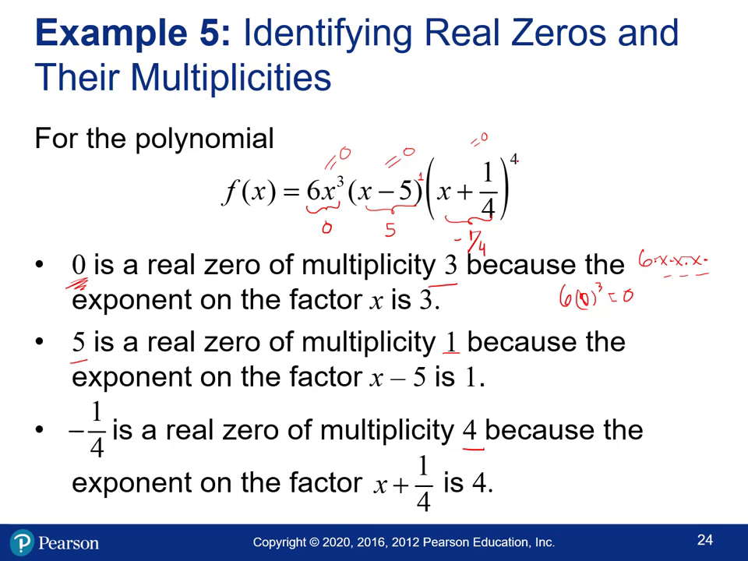Or if you want to think of writing that factor out 4 times, that's also how you can tell that the multiplicity is 4. Okay, so we had 3 real zeros. The number 0 was one of them, 5 was another one, and negative 1/4 was the last one. And they each actually had different multiplicities, for how many times we could plug the number into our function and get 0 as the answer.